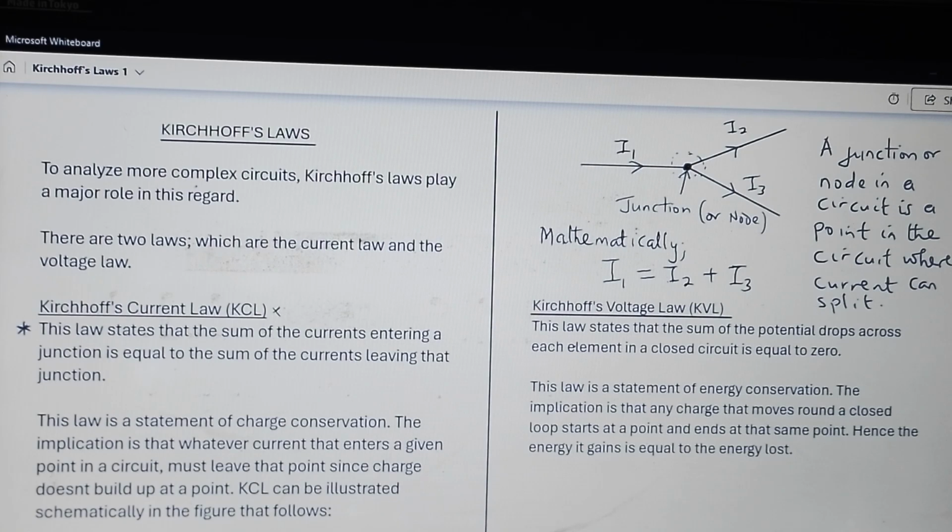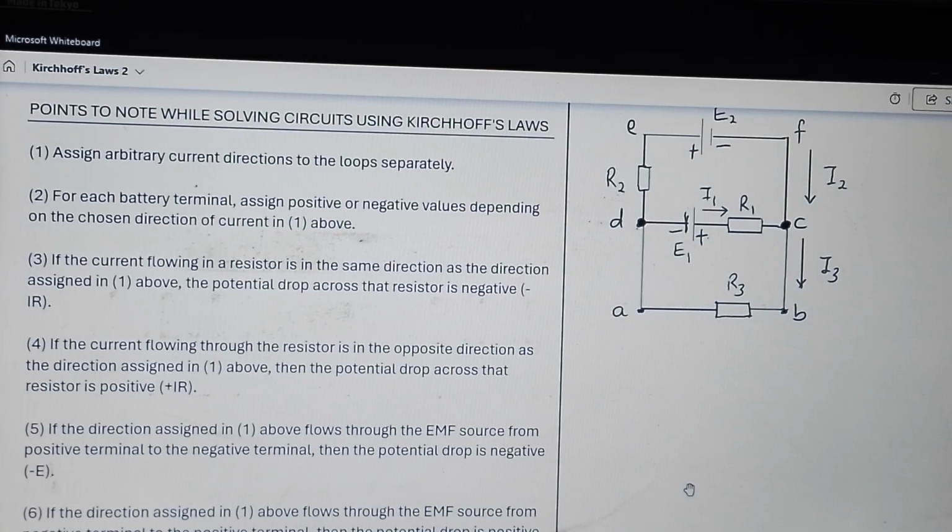If you don't know how to apply those points, then using the laws may be a bit difficult for you. It's not about knowing the laws only. After knowing the laws, you have to apply them. And there are points that you must consider before these laws can be applied effectively. So let's look into those points. Now, going forward, let's check some of these points to note while solving circuits using Kirchhoff's laws.